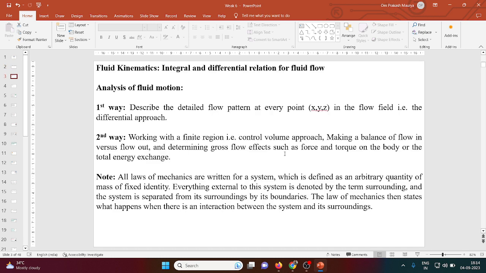Now moving on to the next. In fluid kinematics, basically we have two approaches. The first approach is that, let me take the pen.